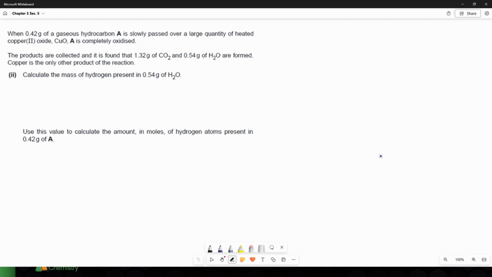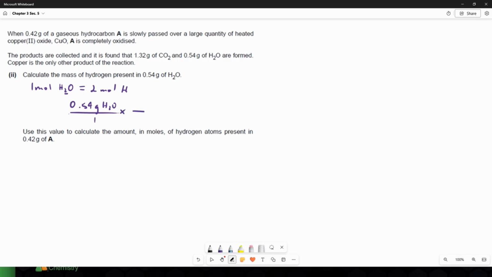So just to recap, in order to figure out the mass of the H2O here, we have to remember that if we have 1 mole of H2O, because of that 2 represents that there are 2 hydrogens for every 1 mole, or 2 moles of hydrogen for every 1 mole of water, that means that we have 2 moles of H to 1 mole of H2O. That's our conversion factor. So here we have 0.54 grams of H2O.